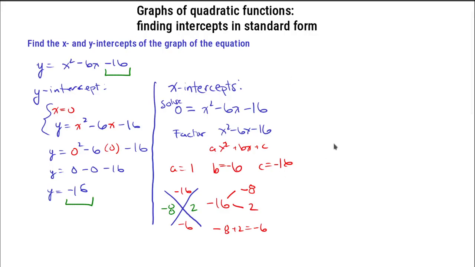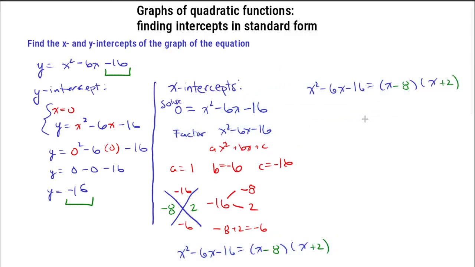So this tells us that our factorization is this. We have x minus 8 times x plus 2, because those are the two numbers we just found in that factoring process. Okay, x minus 8 times x plus 2. If you FOIL that out, you're going to get x squared minus 6x minus 16. And now that we've factored it, this tells us where the x-intercepts are going to be.